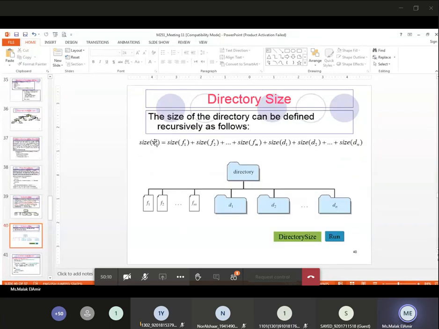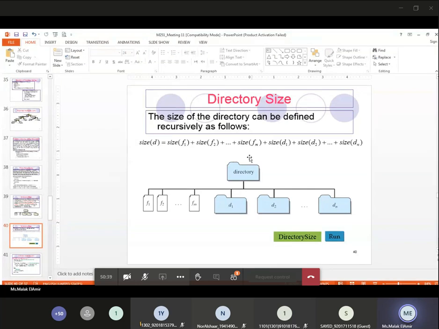First, the size of a directory D will be the size of file 1, file 2, until file M. Then I'm going to write the size of D1, the size of D2, and so on until the size of Dn. That means I'm going to calculate the size of the first file, the second file, and so on until the last file. Then go inside the directory. Do you have other files? Yes, so start to calculate the summation.